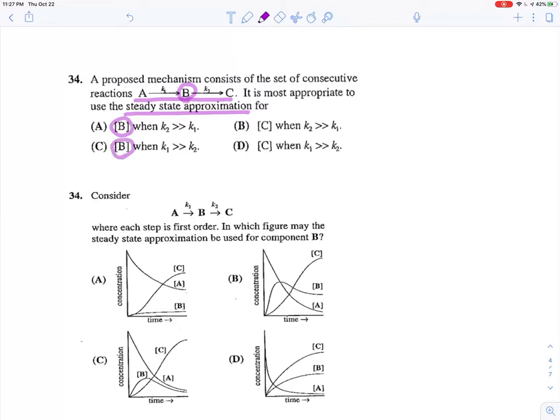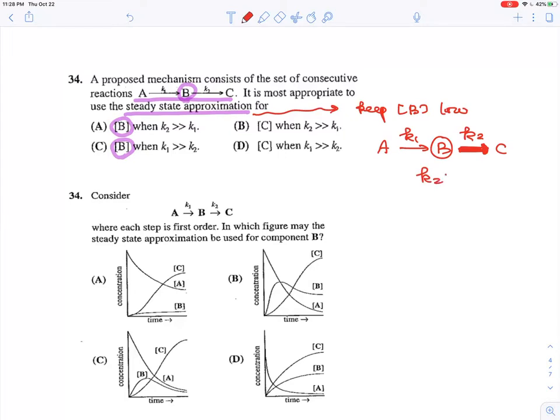We know that the steady state approximation wants to keep the concentration low, right? So A goes to B, B goes to C, but you want the second step to be faster so that there's not enough accumulation of B. That's the steady state approximation. What that means is that K2 is bigger than K1, so A is the right answer.